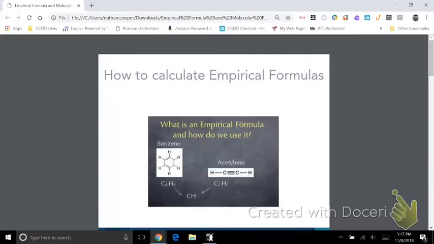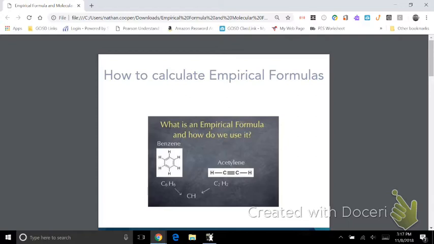Hopefully you have completed watching the video and taking notes over the percent by mass in a formula. And now we will proceed to look at empirical formulas and then molecular formulas. So we'll start off with empirical.